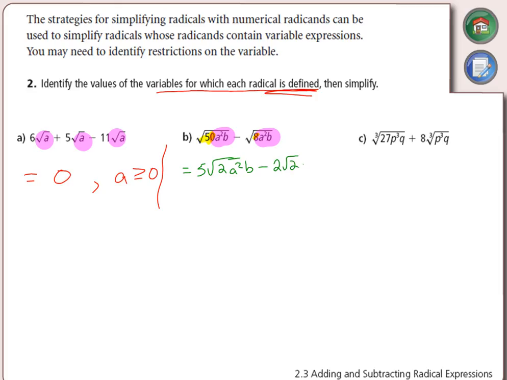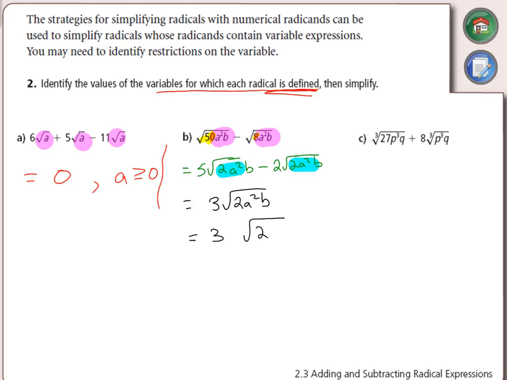And then we've got the a squared b. Now, we've got the same underneath. Perfect. We can bring those together. 5 minus 2, that gives us 3 square root of 2a squared b. Now we've got to reduce the a squared b as far as we can go. The 2 stays. So we've got 3, a square root of 2, that stays. A squared. The square root of a squared is a.